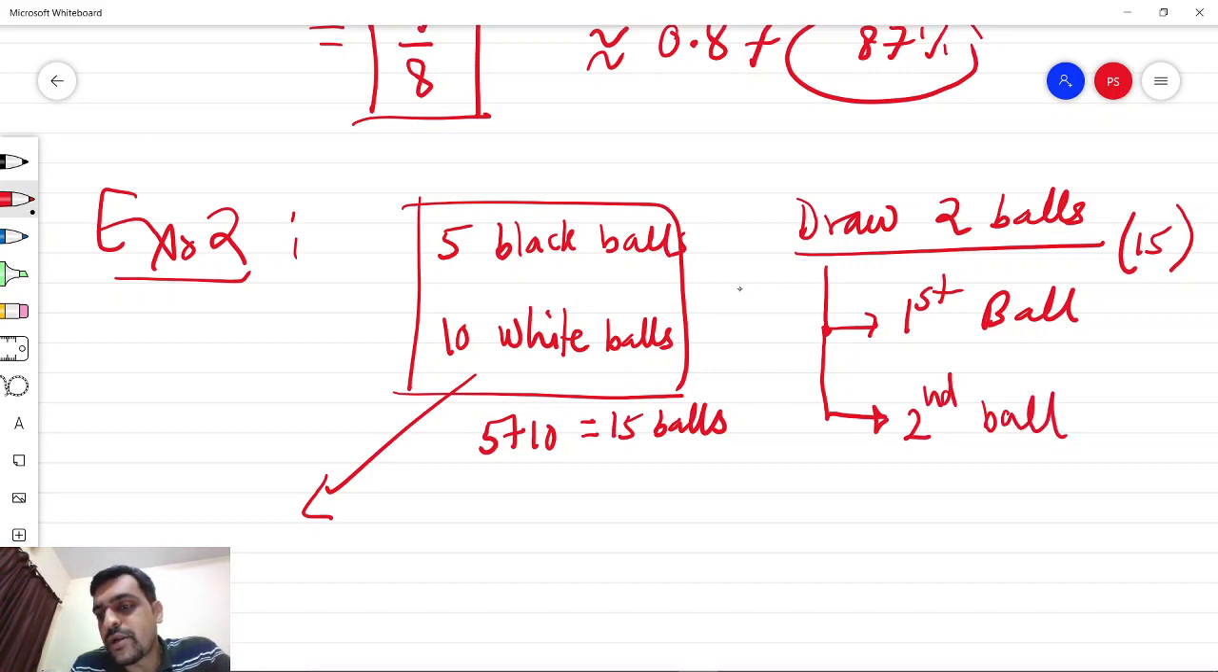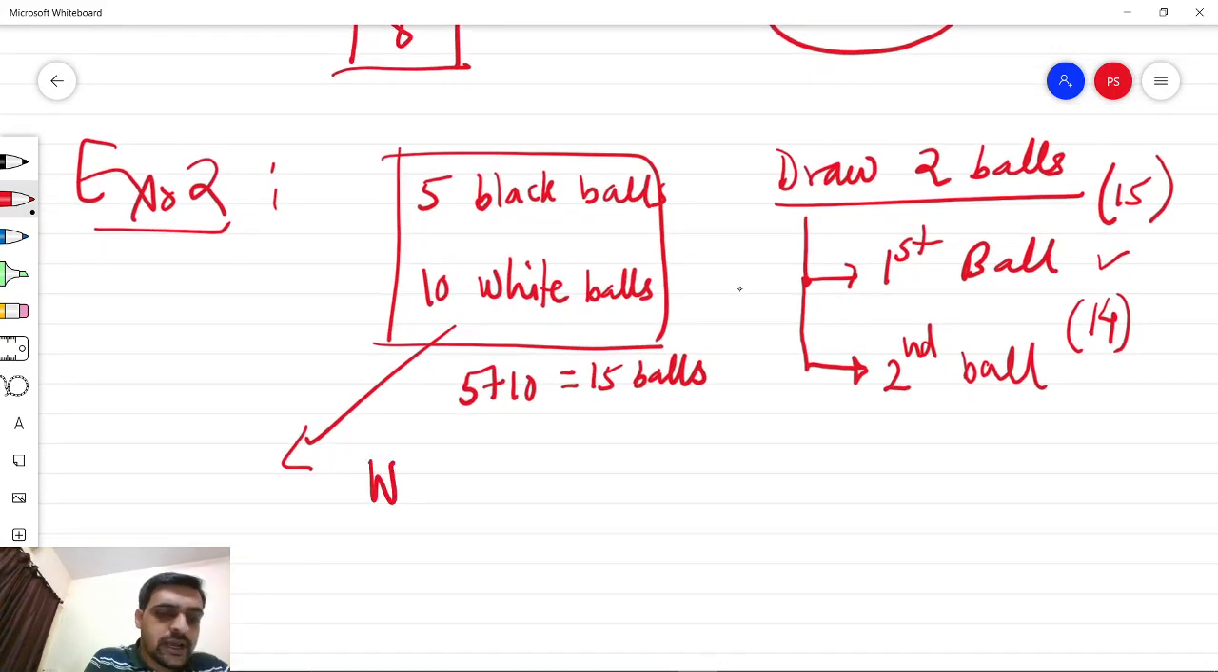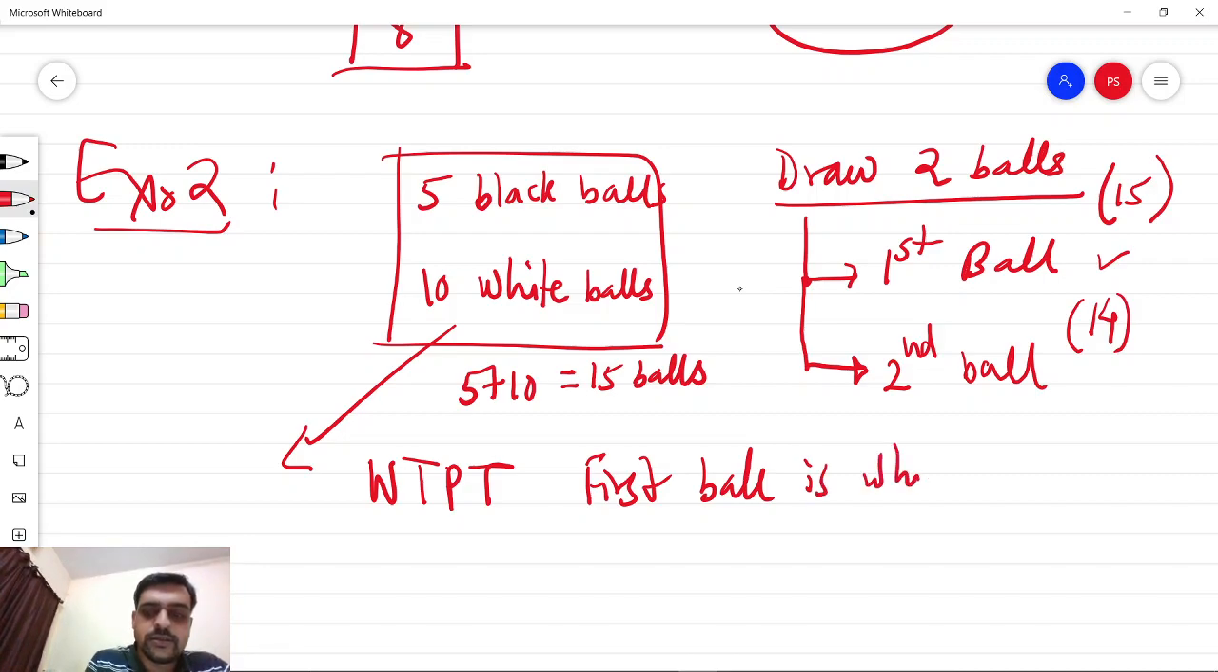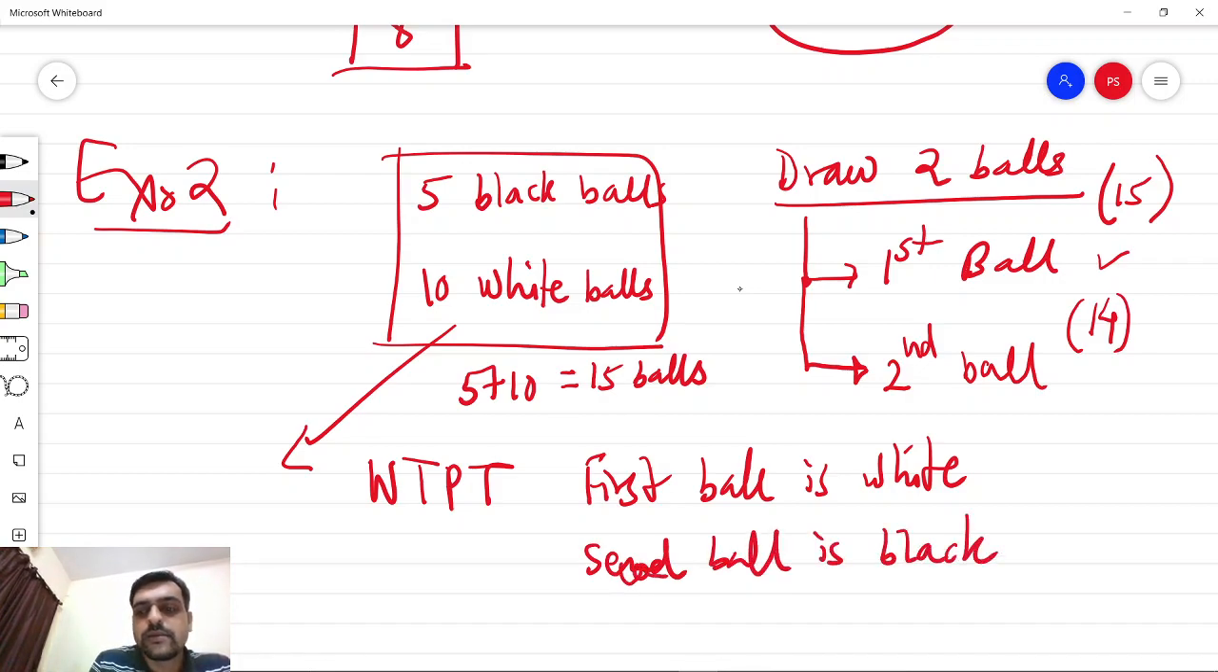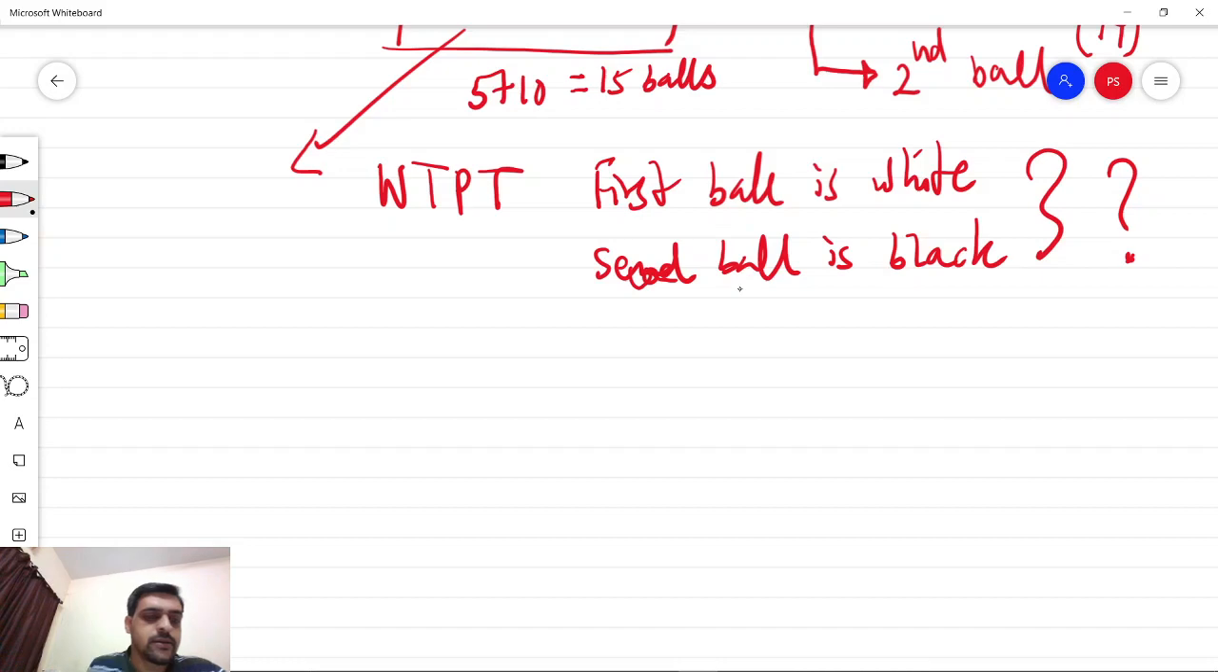When we draw the second ball, we are left with only 14 balls inside the box instead of 15, since the first ball has already been removed. While doing so, suppose we are asked to find the probability that the first ball is white and the second ball is black. What is the probability that this is going to happen? So let us define the two events again.